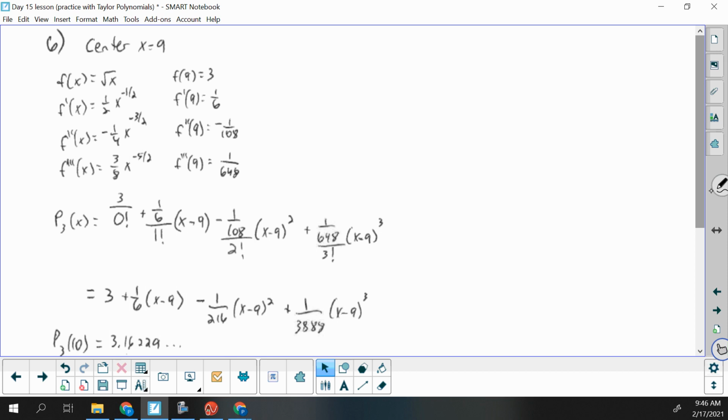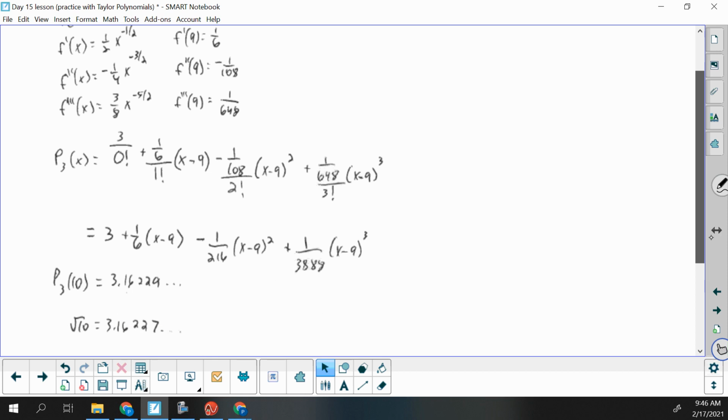Neaten that up. Then we want to approximate at 10. So P3 of 10, sub in 10 for all the x's, you get 3.1622 and change. They wanted us to compare it, and notice that is pretty close. It matches out to 4 decimal places.